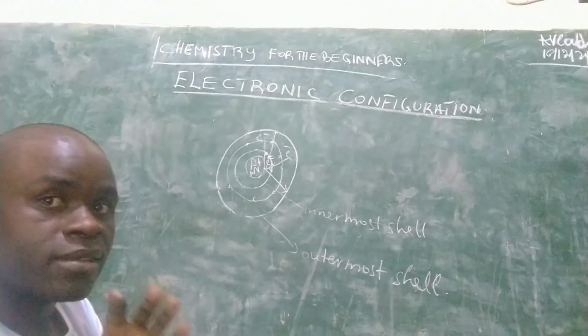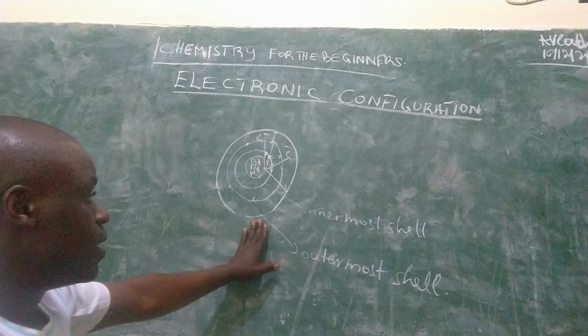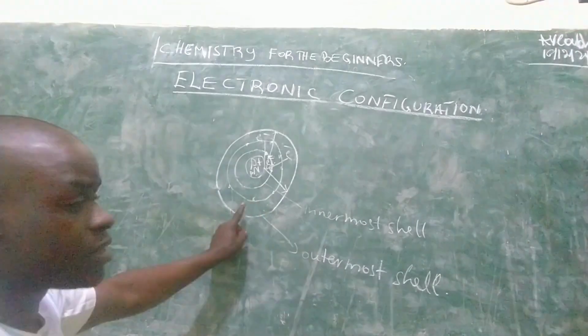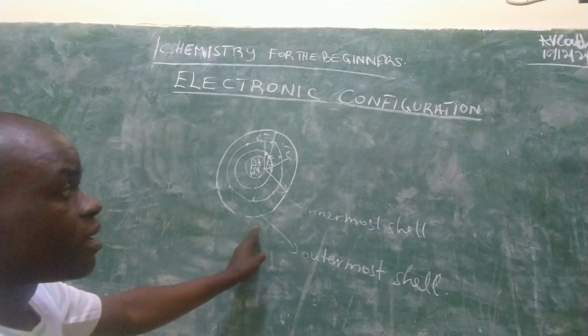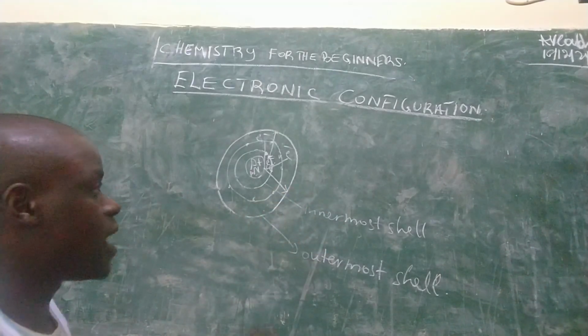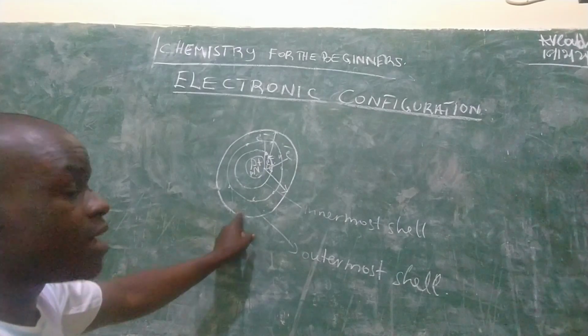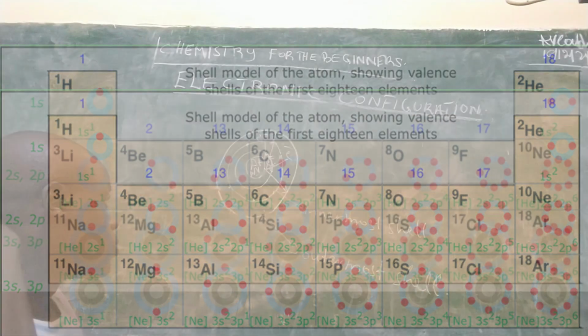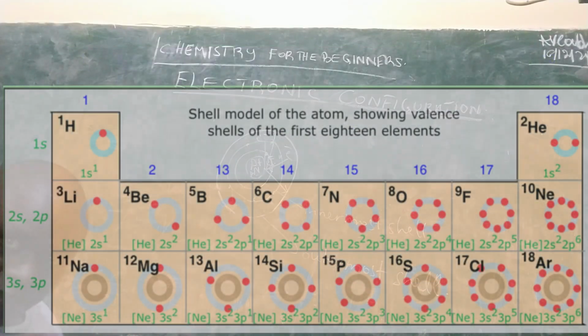That octet rule is used when an atom is sharing electrons to make a reaction. They have to balance, so they make sure that the outermost shells remain octet, or remain full. So I can clean here. Let me see.